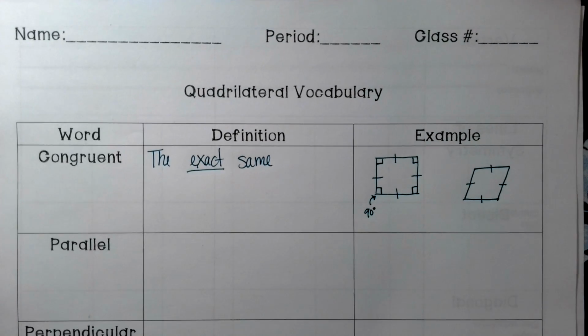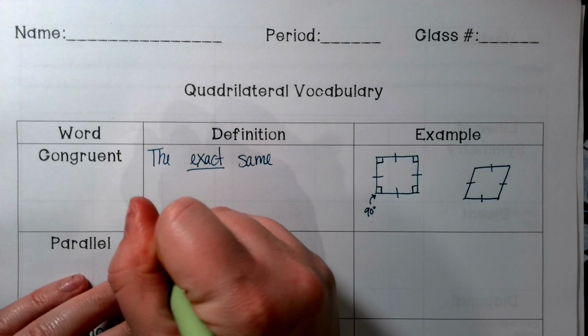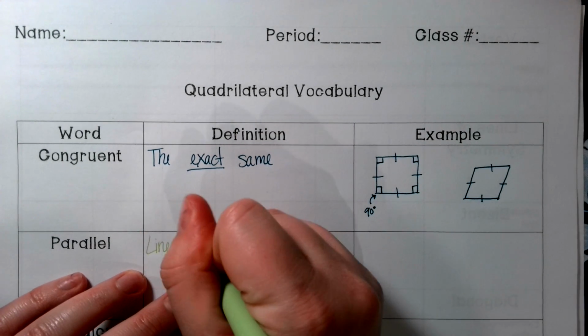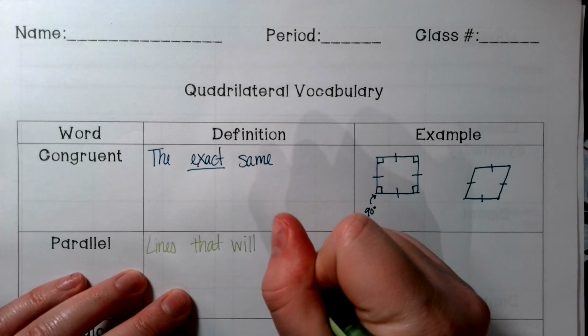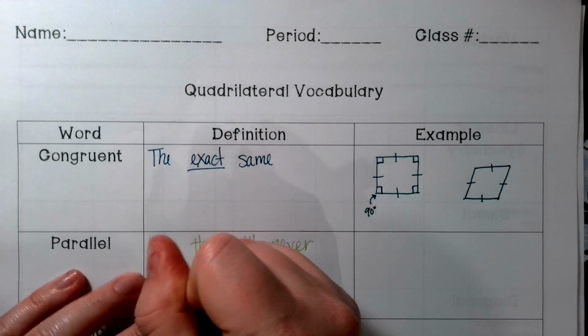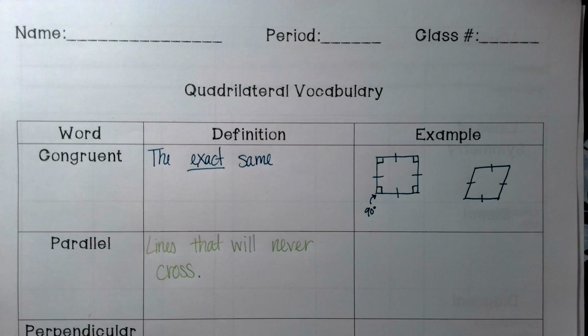Our next word is parallel. Parallel are lines that will never cross. If the lines are parallel, that means that they are lines that will never cross.